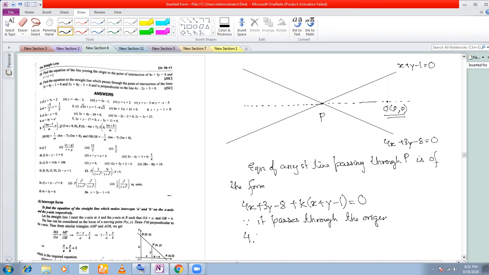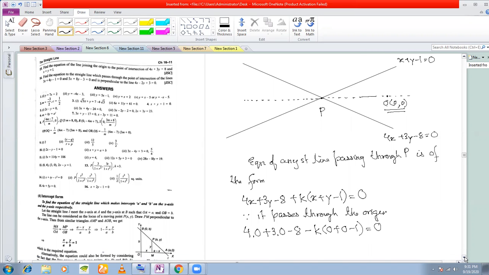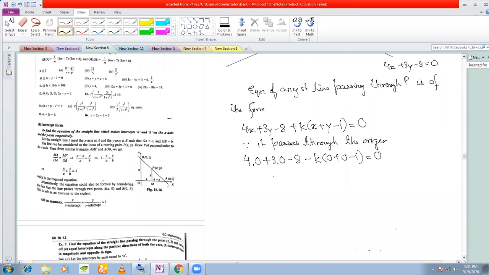Put x is equal to 0 and y is equal to 0. Okay, so what do you get? What is the value of k that you are getting here? Minus 8 plus k is equal to 0. That means you're getting k is equal to 8. So what is the required equation of the line?